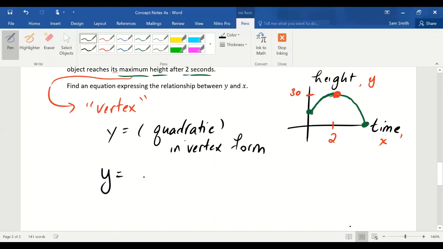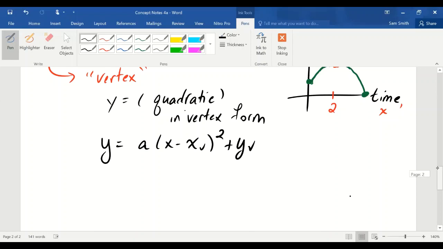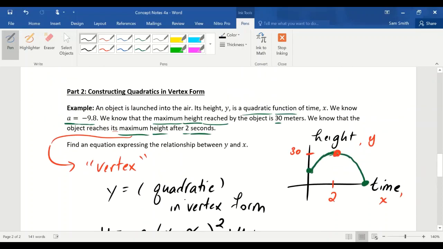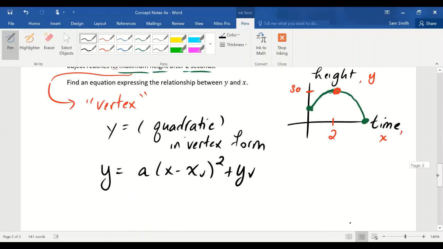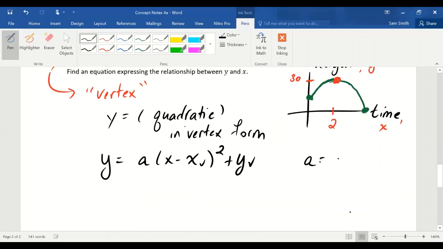So I'm going to try and fill in a(x minus xv) squared plus yv with the appropriate numbers. Okay, now in the paragraph, they told me precisely what a should be. A is supposed to be negative 9.8. So now, what I would like you to decide, based on the fact that a is negative 9.8, and based on all the other data in this problem, first of all, what is the value of xv, x of the vertex? What is the value of yv, y of the vertex? And then try and fill in the blanks in vertex form.